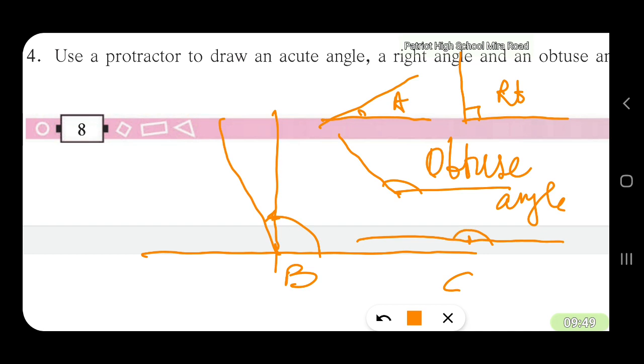And this is a straight angle. If you get a straight line between the two arms, A, B and C, if you get a straight line ABC, then it is a straight angle which is 180 degrees.